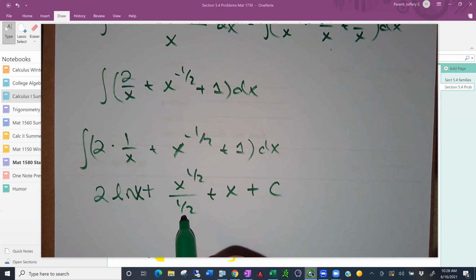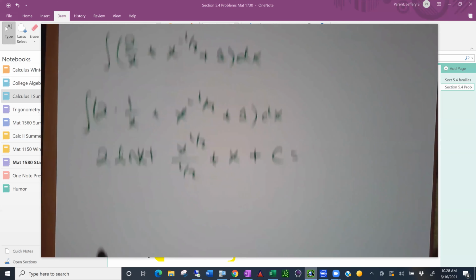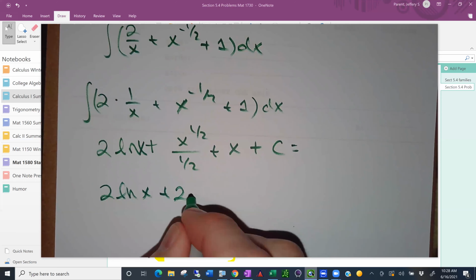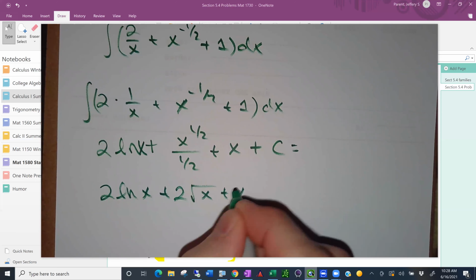The last thing to do is to clean this up. Dividing by 1/2 is the same thing as multiplying by 2. So overall, we'll end up with 2 ln of x plus 2 times the square root of x plus c.